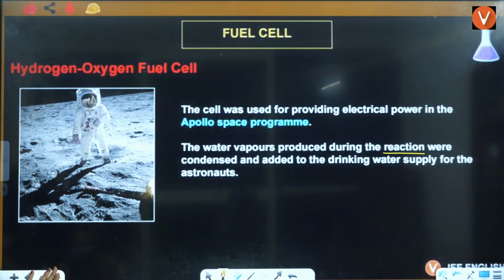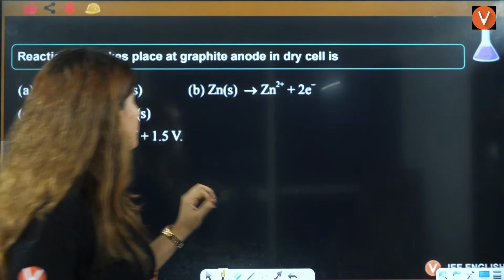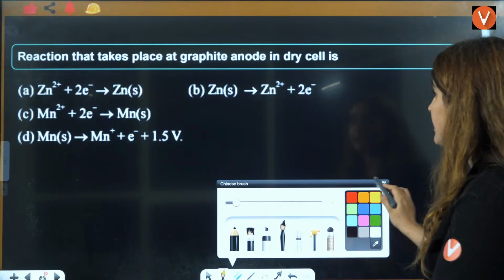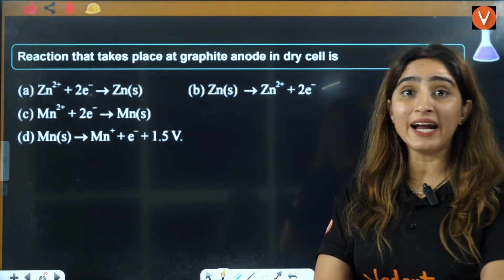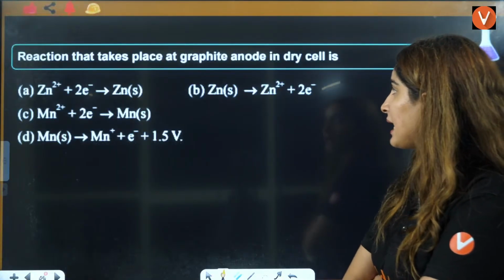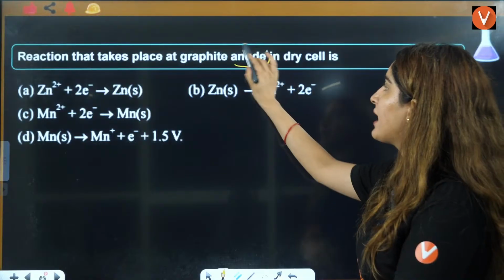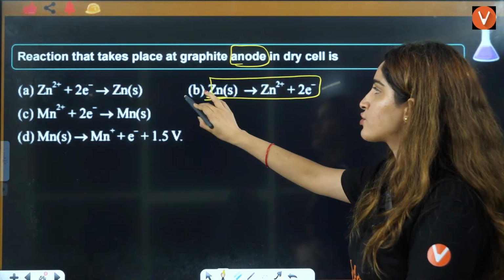Okay. So guys, that's it, and this is the question: the reaction that takes place at the graphite anode in a dry cell. In the dry cell, at the graphite anode, what happens, right? At the anode, what happens? Zinc will lose the electrons, right?